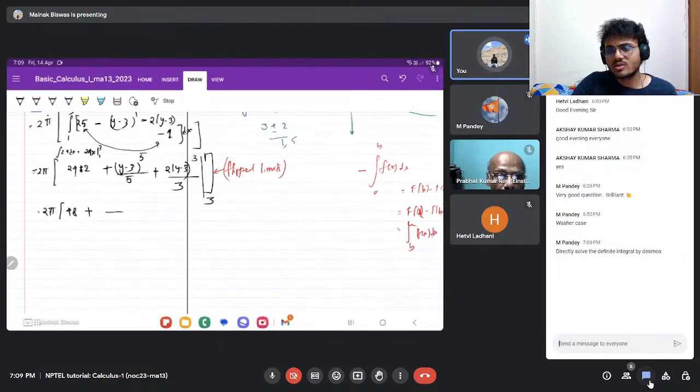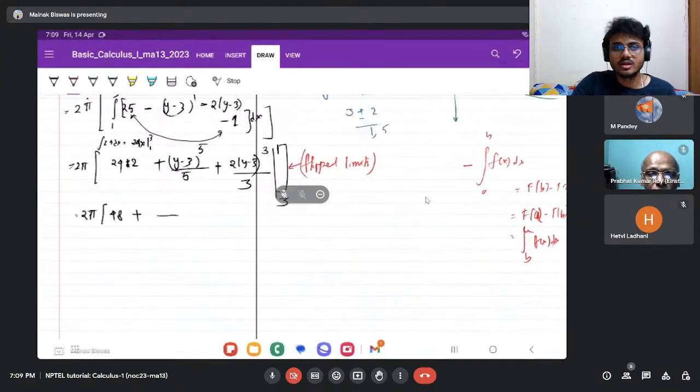So directly solve the definite integral, but why is that allowed in your exams? I don't want to solve it using Desmos. I want to do it by hand.